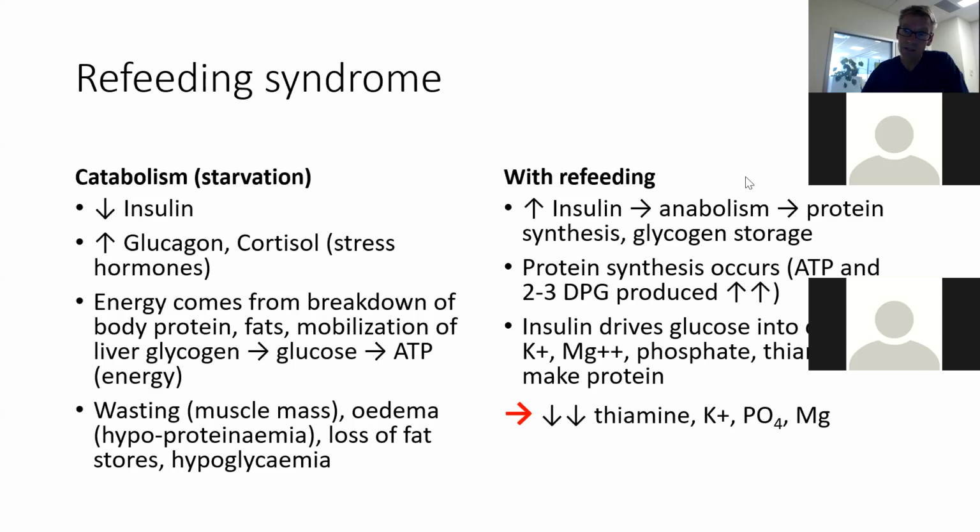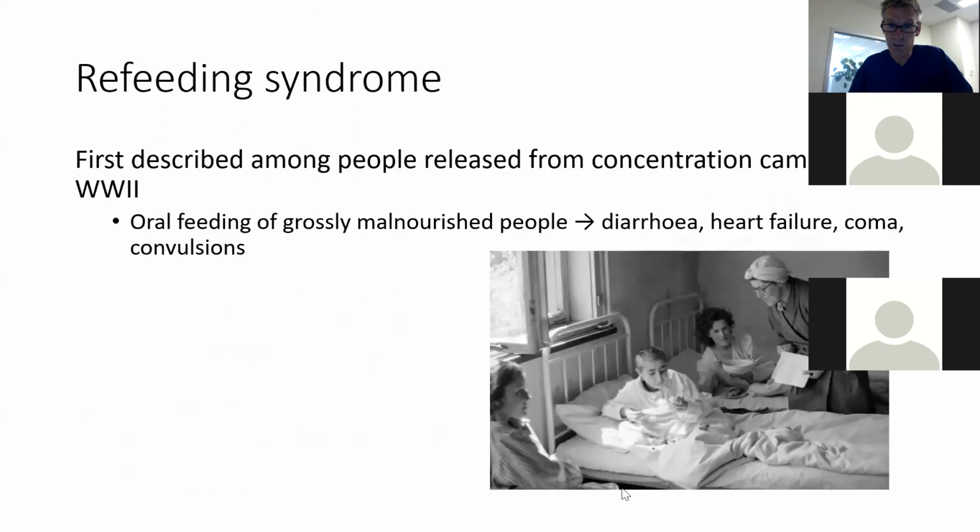And when you get anabolism, you get increased insulin secretion. So when you start refeeding, that leads to healthy protein synthesis and glucose storage, but it drives glucose into cells. It depletes the blood of potassium and magnesium and phosphate and thiamine just to make the protein. And so you then have low levels of that in the bloodstream. And that is what caused these children to have refeeding syndrome and diarrhea and heart failure back 60 years ago.